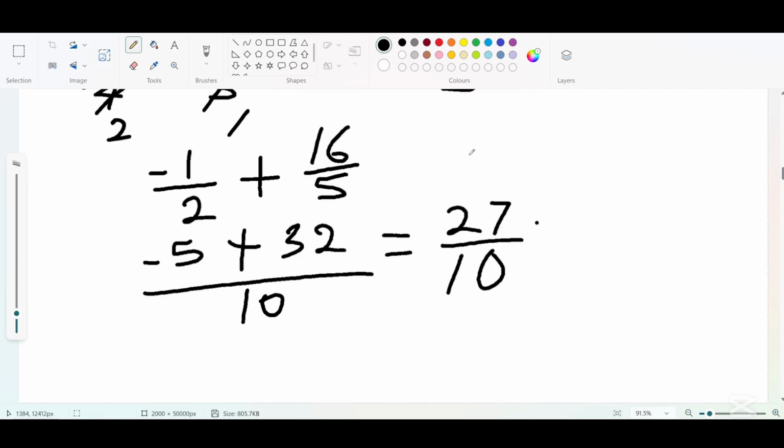So this is an improper fraction, which we can convert to a mixed fraction. 10 into 27 is going to be 2, remainder 7 all over 10. So this is the final answer.